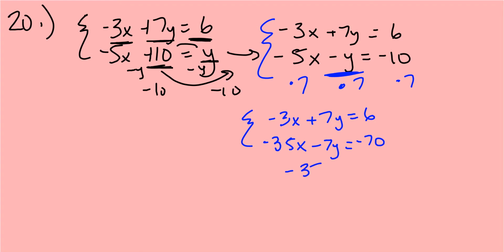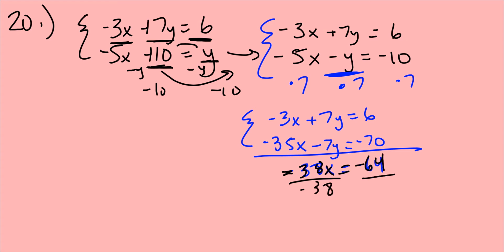I end up with minus 38x equals negative 64, which is okay, that's going to be messy. Now I'm going to solve it. So I had negative 38x equals negative 64. I divide both sides by negative 38. I get x equals, you can write positive 32 over 19.